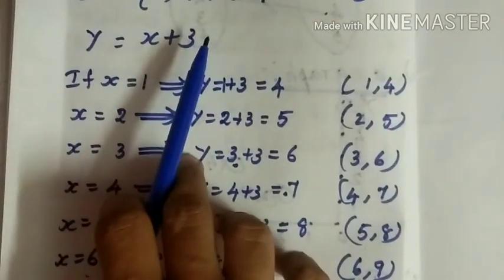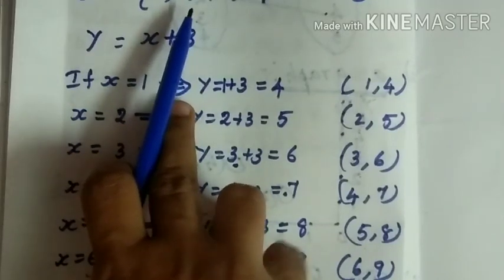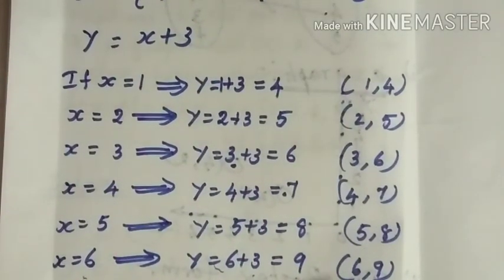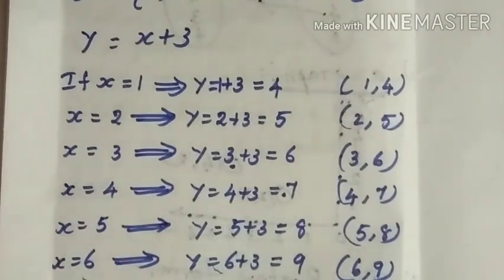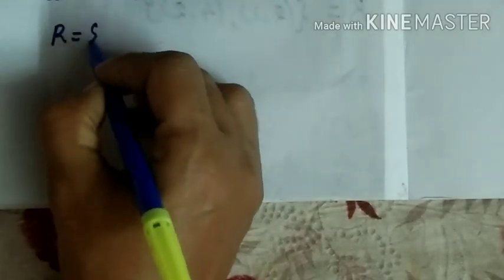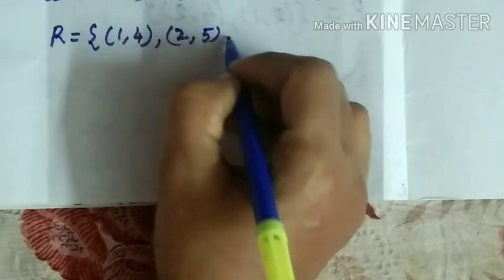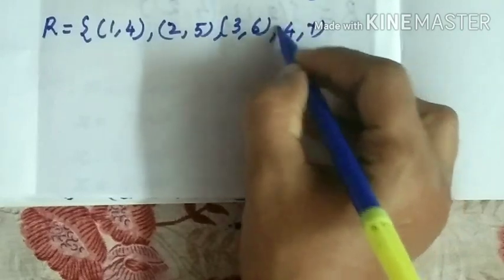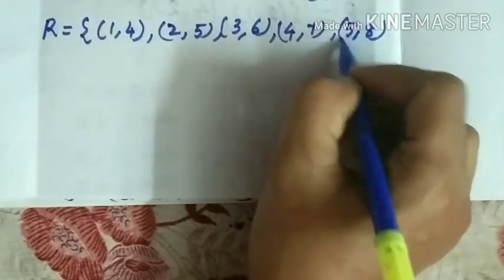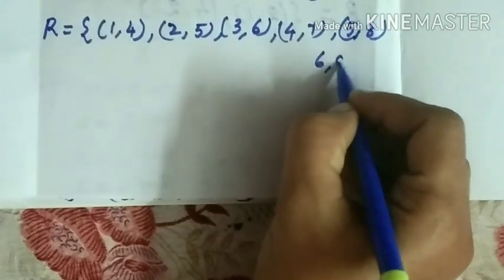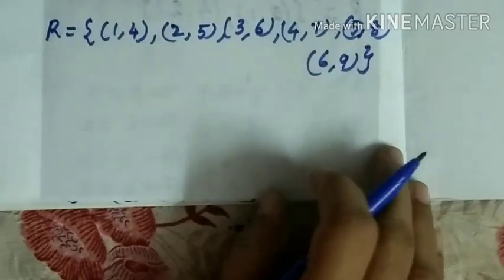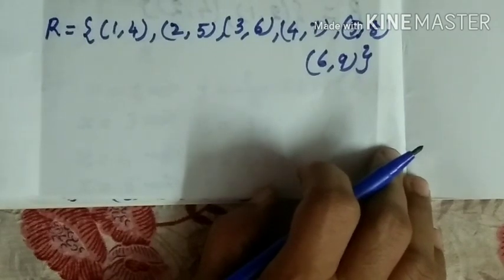does not belong to the y set. So that is not a subset of x cross y. So you need not find the remaining elements 7, 8, 9. The relation is (1, 4), (2, 5), (3, 6), (4, 7), (5, 8) and (6, 9). This is the relation's ordered pairs for the given set-builder form.